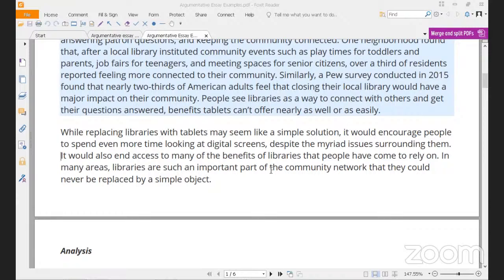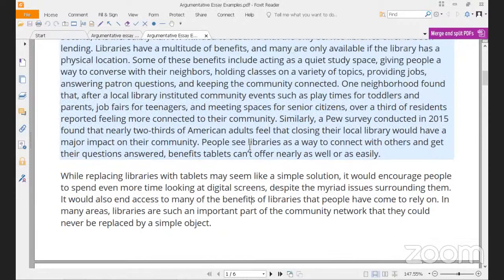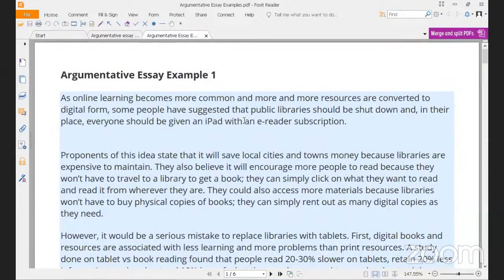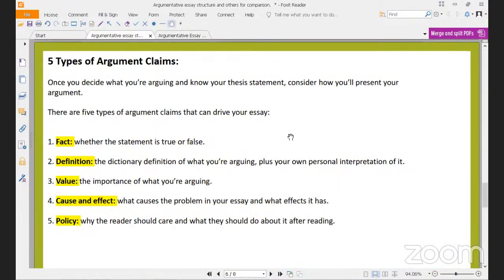Okay, so this is an example of an argumentative essay. According to what we just read, I'm going back into the presentation. What type of argument claim is this one that we just read? Fact, definition, value, cause and effect, or policy? I think that is value. Okay, because it's trying to show the importance of having these libraries in the neighborhoods.